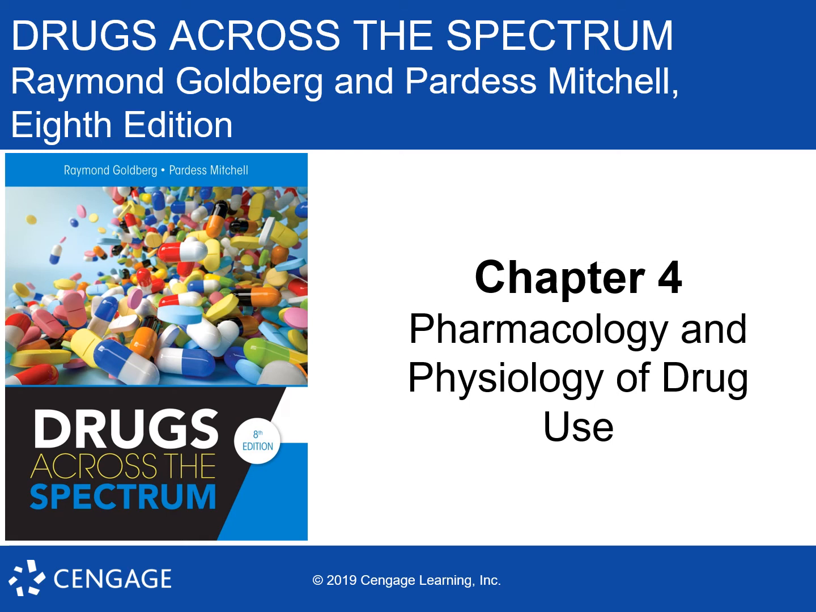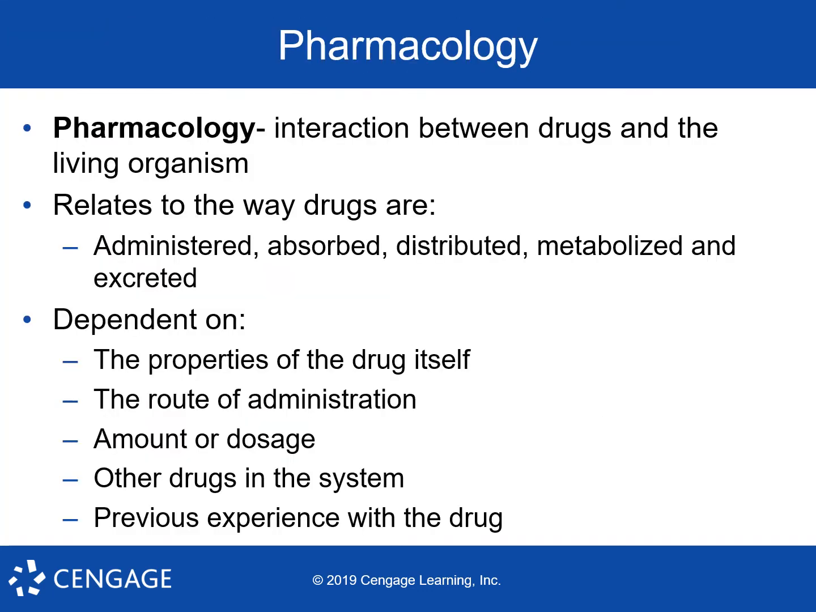Today we're going to be talking about Chapter 4, Pharmacology and Physiology of Drug Use. To appreciate and understand how illicit substances affect the body, you need a little bit of an understanding of the field of pharmacology, which is defined as the interaction between drugs and living organisms, and also how this relates to the way drugs are administered into the body, absorbed into the body, distributed throughout the organ systems, metabolized, and finally excreted or eliminated.